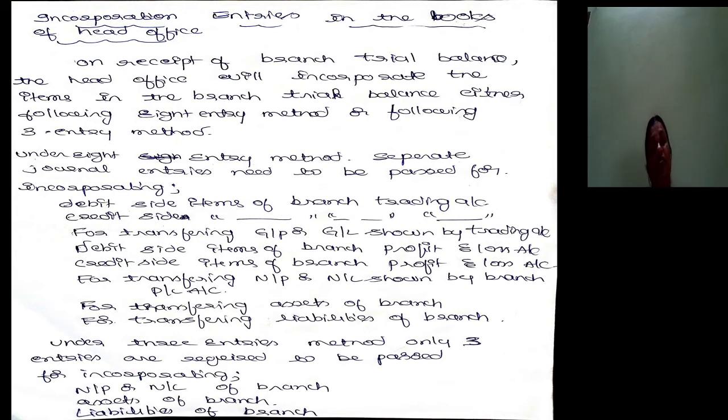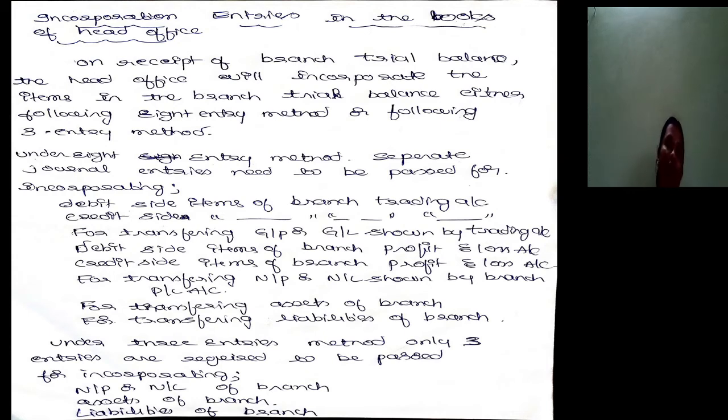What is it that we need to incorporate under incorporation entry? Under 8 entry method, we will pass a separate entry for incorporating debit items of trading account, incorporating credit items of trading account, transferring gross profit or gross loss, incorporating debit side of profit and loss account, incorporating credit side of profit and loss account, transferring net profit, and transferring assets and liabilities of the branch, assets of the branch and liabilities of the branch. So totally we need to pass 8 entries.